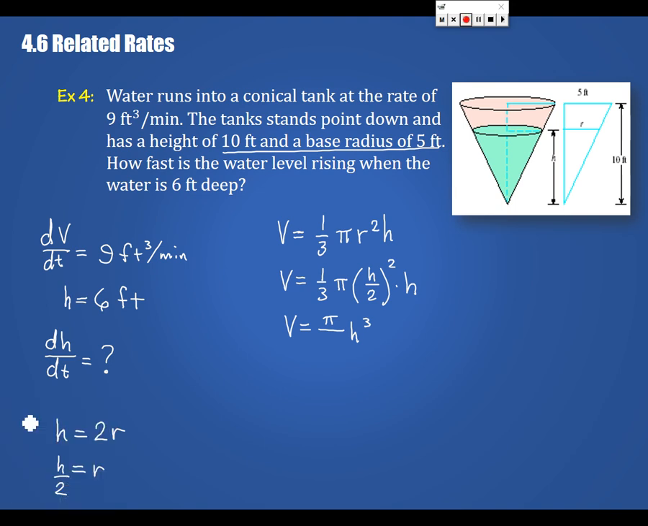I was testing you. All right, now we're ready to do some calculus. So we get, what is that, pi over 4 h squared dh dt. I mean, everything is just working out really just swimmingly now. We have dV dt, we have our current height, and we just need dh dt, so I don't know, you finish it off.